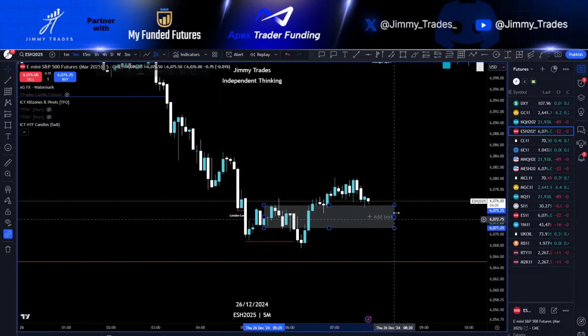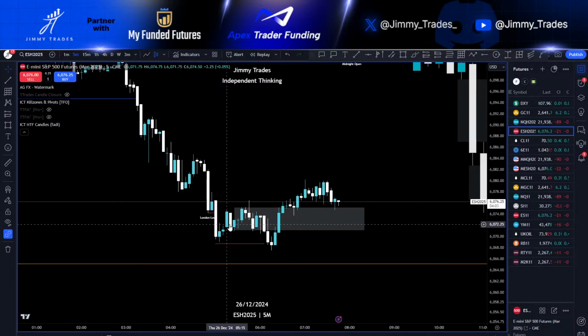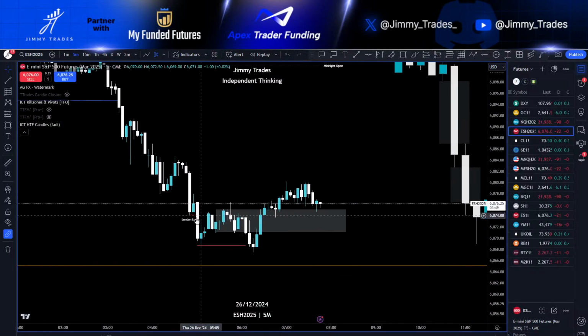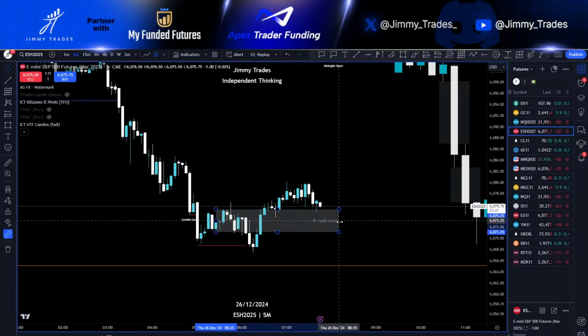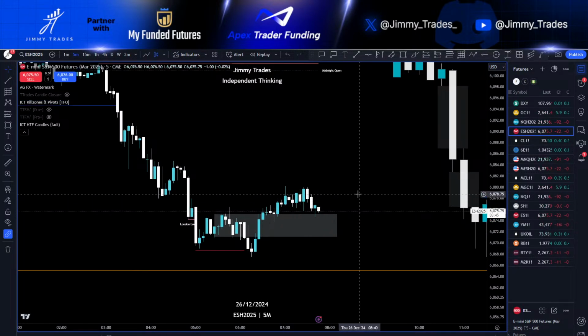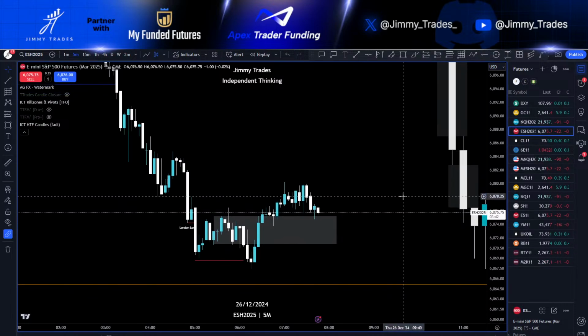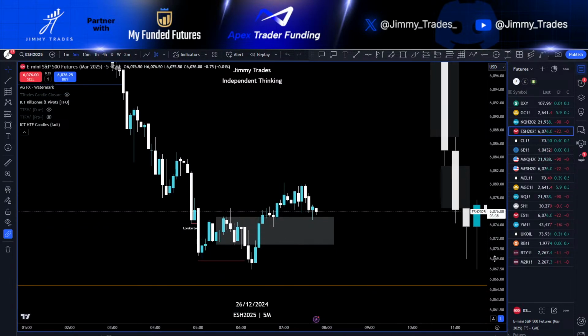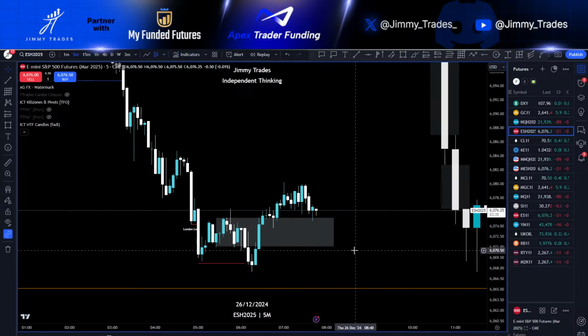You do have a unicorn here, but again, this is, where are we? This is outside of even the London kill zone that finished back here. But it's interesting to look at these to see how the price reacts, and also look to see if maybe you can adjust your trade plan. Maybe you see more opportunities between kill zones.